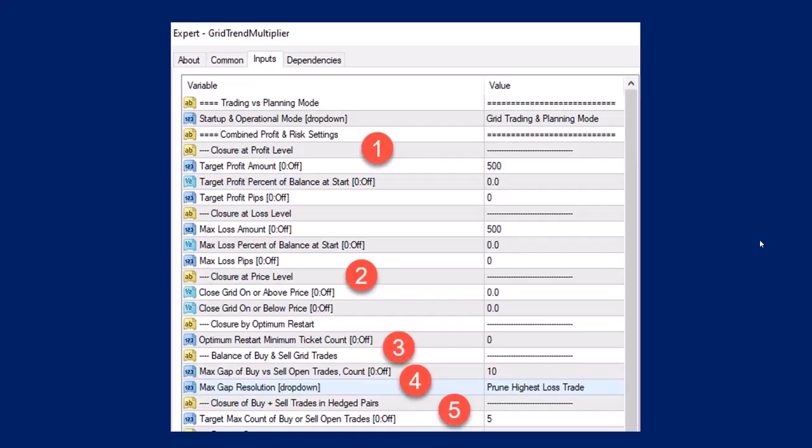Now, there is no right or wrong setting here. It varies from trader to trader. Some use method 1, some use method 4. It just depends on what your personal goals are and how you personally would like to manage risk. So we've given you 5 options on how you can manage risk. I hope you've learned a little bit about how you can manage open trades when using the Grid Trend Multiplier.